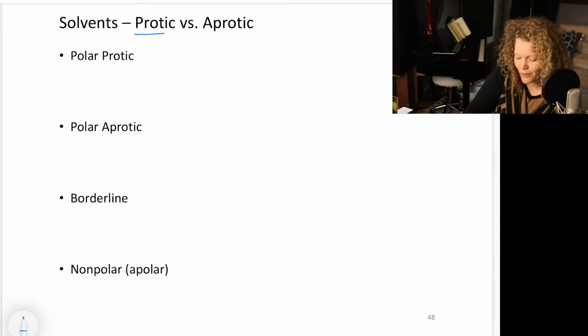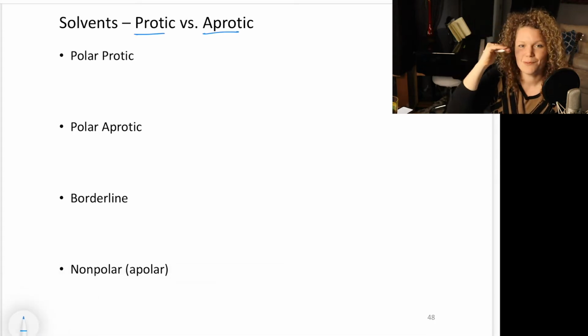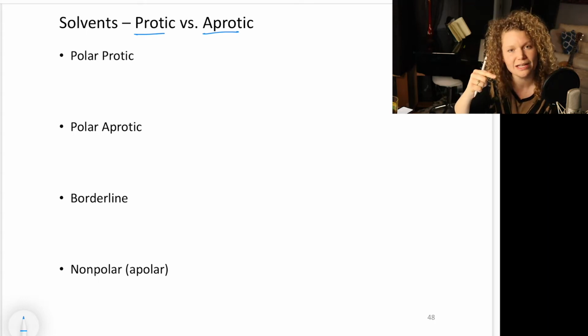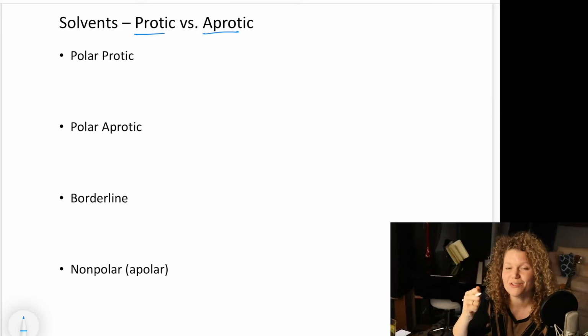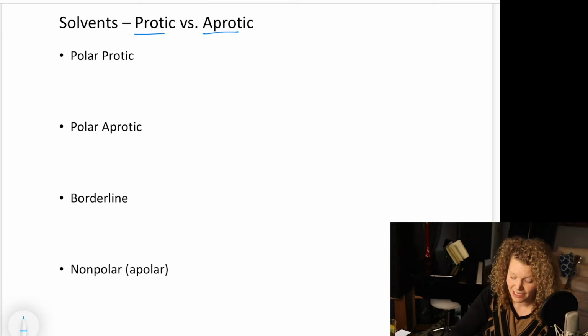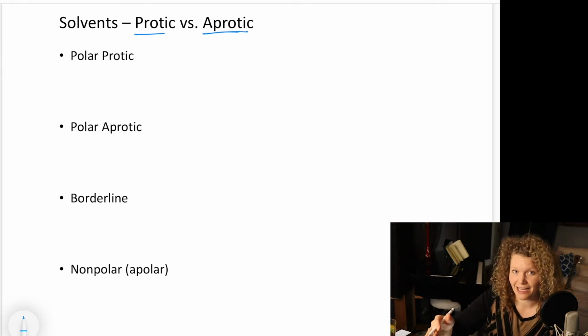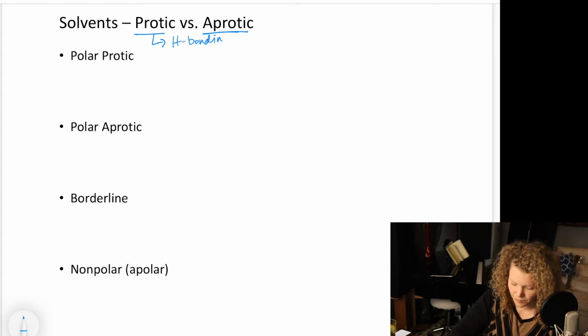I want to first note that there is one more degree of separation for solvents. We use words called protic or aprotic. Protic solvents simply mean they have the ability to hydrogen bond. Aprotic means it cannot hydrogen bond. So let's write that out. Protic: H bonding can occur. Aprotic: no hydrogen bonding.